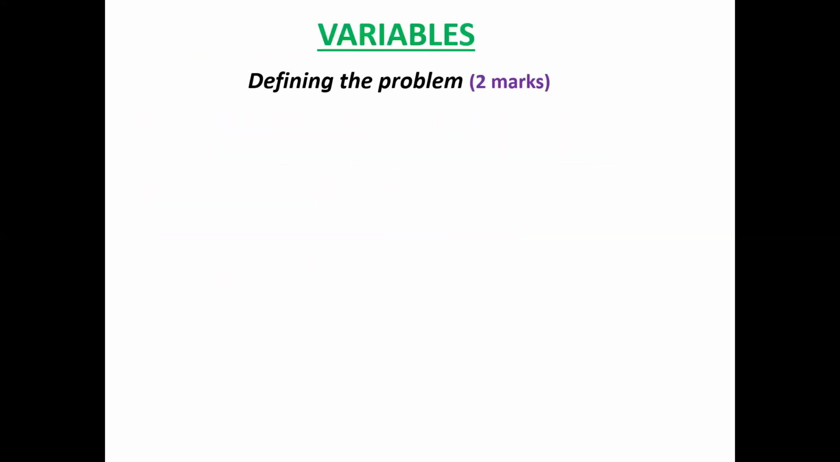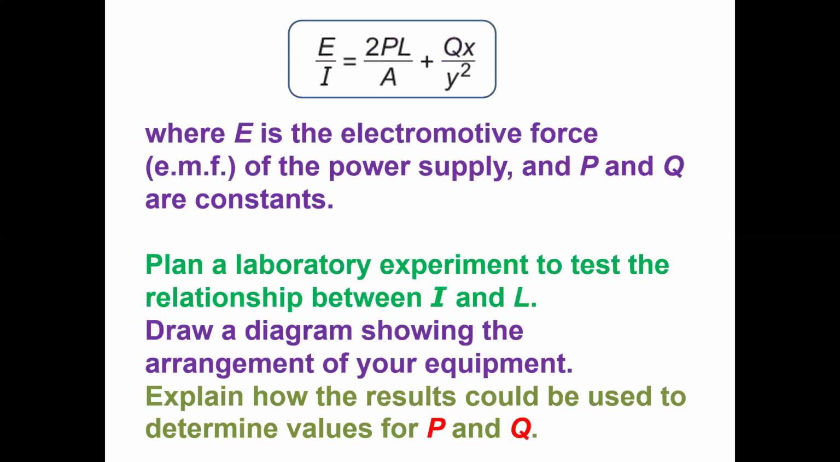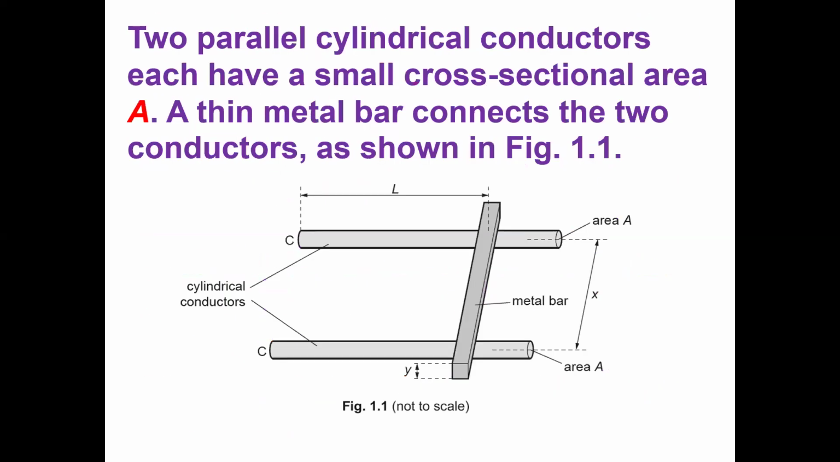Now, variables. Defining the problem, so I can change the value of current. I can change the value of L. Now I have to see what is L. This L, look at the screen. This is the distance from the position C to the square rod. This is L. So I can change the L.